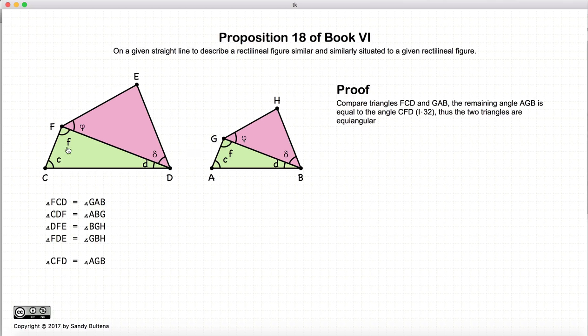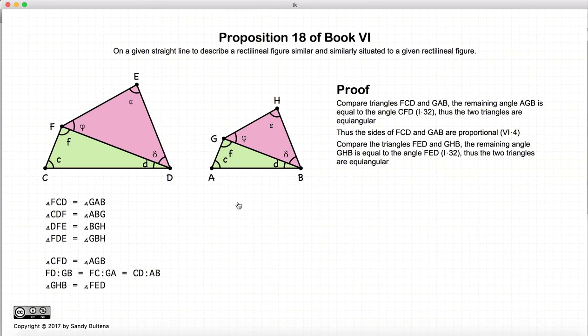So the first thing to note is if we compare the two green triangles, because C and D are equal, then the third angle in this triangle must also be equal, according to Proposition 32 of Book 1. And if we have two triangles that are equiangular, then the sides about the triangle are proportional. More specifically, FD to GB will be equal to FC to GA and CD to AB.